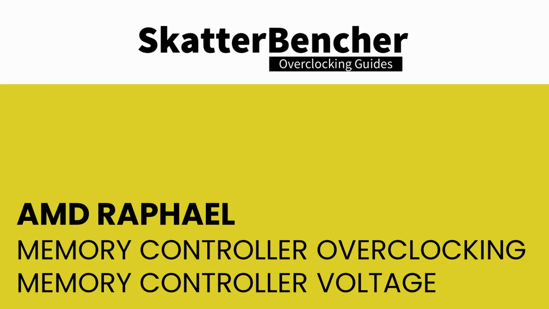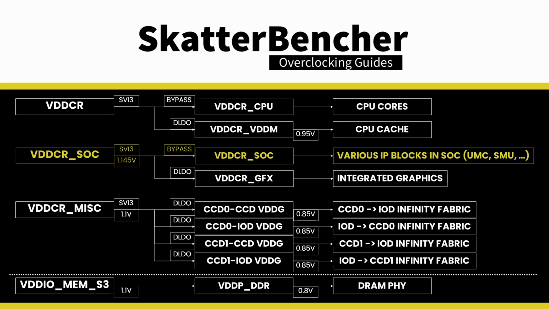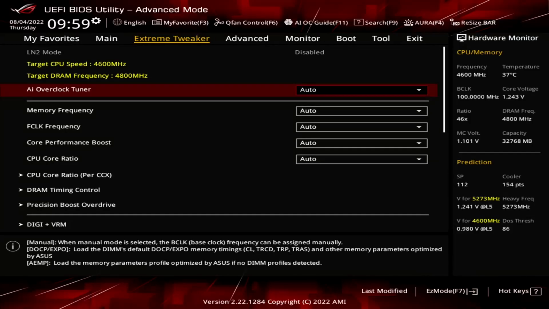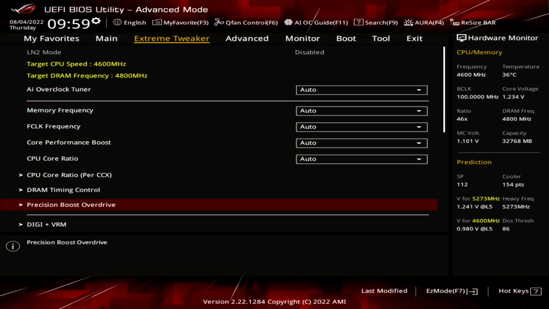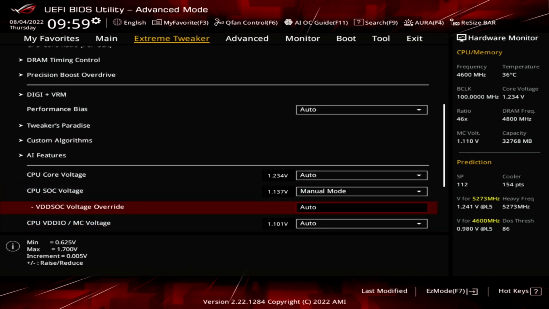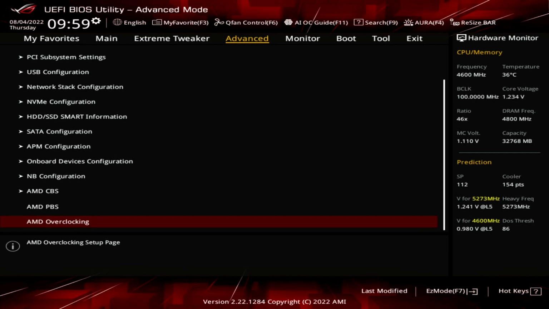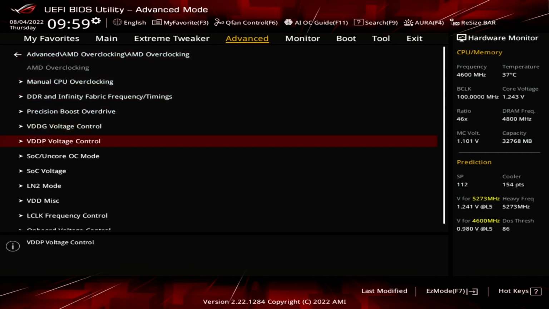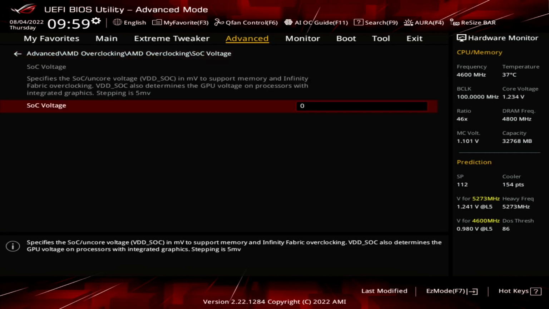The memory controller voltage is provided by the VDDCR SoC voltage rail. You may need to increase the voltage to increase the system memory frequency. This will also increase the voltage for other IP blocks powered by the VDDCR SoC voltage rail, such as the SMU and PSP. In the Asus ROG BIOS, you can configure the VDDCR SoC voltage rail by adjusting the CPU SoC voltage setting. Alternatively, you can change the AMD Overclocking SoC voltage submenu voltage.